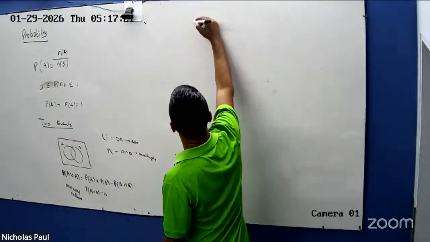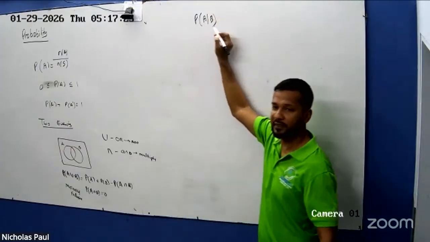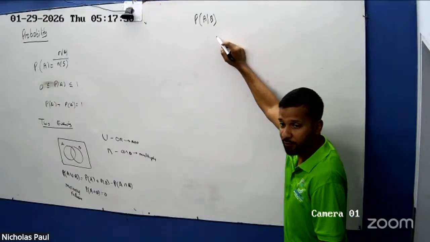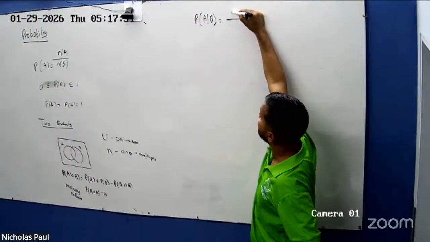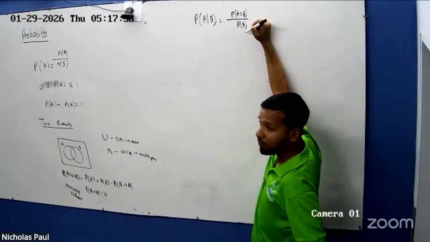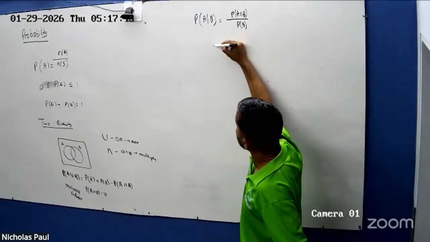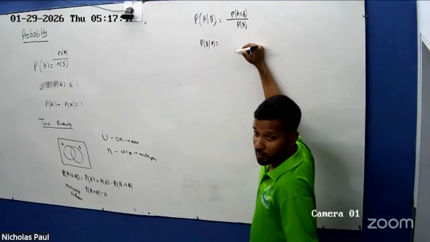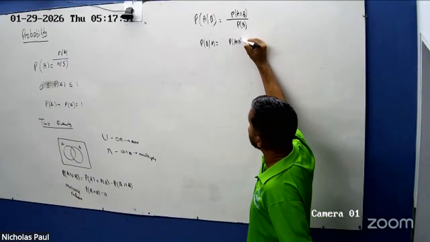Right, next. What would happen if you have A given B? We call this conditional probability. So for conditional probability, A given B, how do you find it? The probability of A and B all over the probability of B. And what's the probability of B given A? Same thing, probability of A and B all over the probability of A.